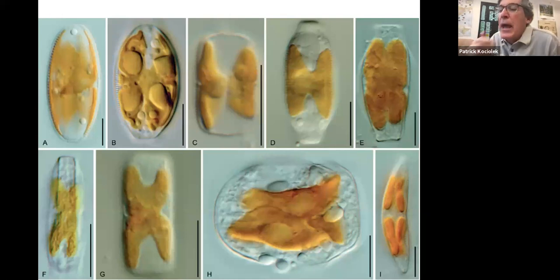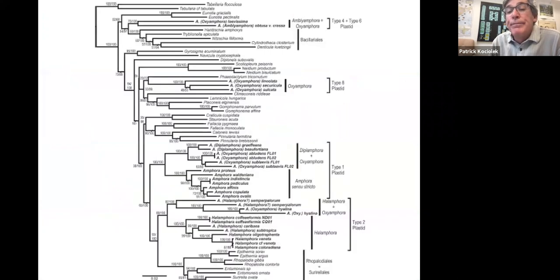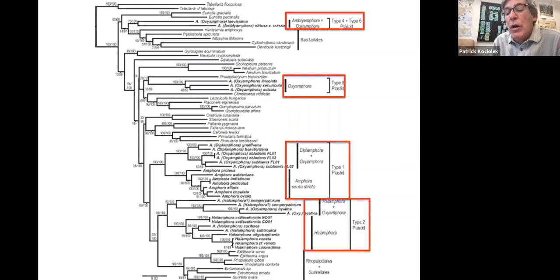So again, if you want to study the evolution of this group, we're in this part of the tree of raphid diatoms, and I apologize for this group. It's actually a very similar tree to what we just saw with Diprora. Here are araphid diatoms. Here are eunotioid diatoms going up through, quote unquote, naviculoid diatoms. We can see that the evolution of amphoroid symmetry, this complex feature, has happened at least four times in this lineage in biraphid diatoms.